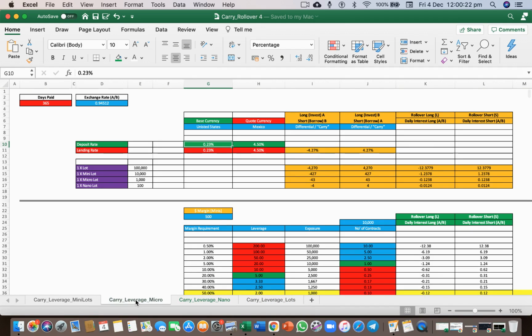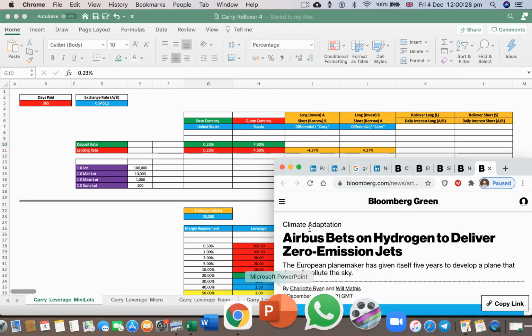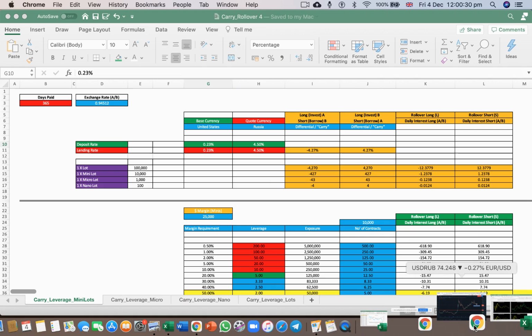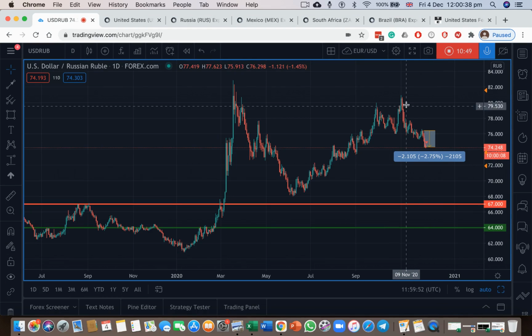So clearly, Brazil's interest rate is higher. South Africa's interest rate is higher. Mexico's is higher. And so is Russia's. So if you can understand what happened in the early parts of the year for why these currencies did get weaker against the US dollar and why they should now reverse, we can understand why we're now seeing the Russian ruble strengthen against the US dollar.